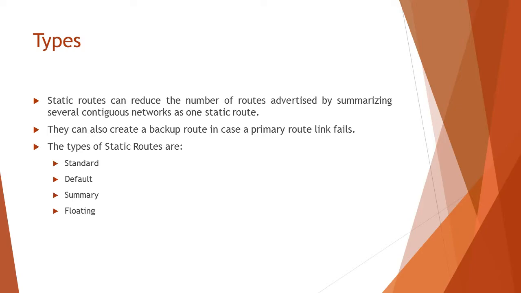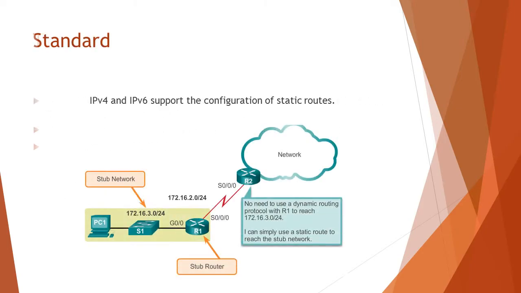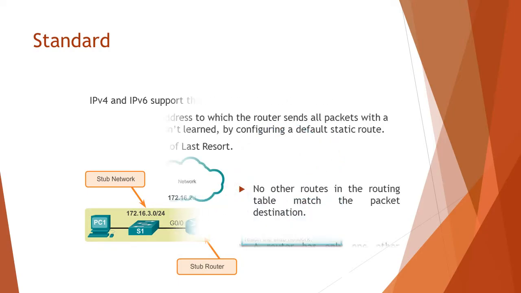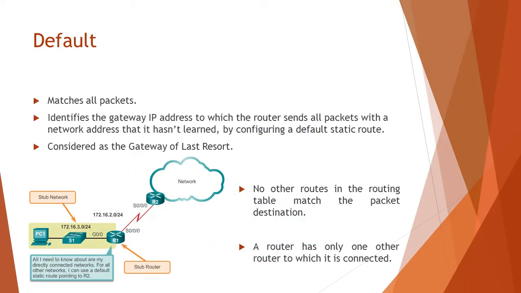The types of static routes are standard, default, summary, and floating. Standard. IPv6 and IPv4 support the configuration of static routes. In this example, it is shown that router 2 can be configured with a static route to reach the stub network. Default. This route matches all packets.